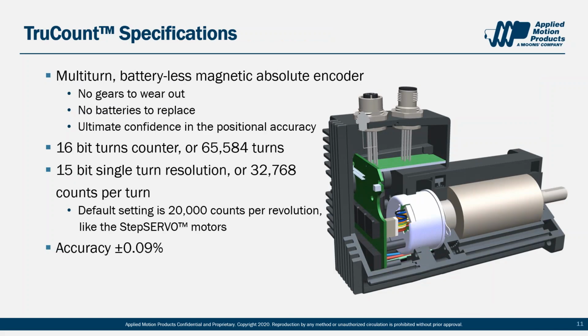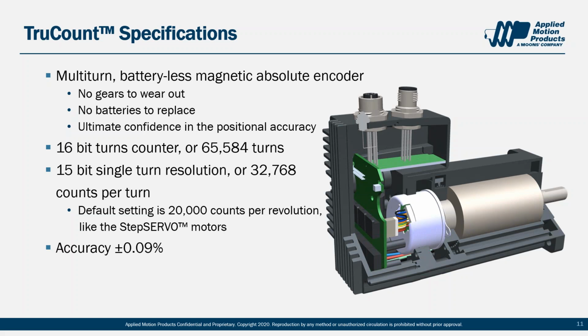So let's look at some specific tech specs. This is a batteryless, magnetic, multi-turn absolute encoder. It is 100% maintenance-free. We have a 16-bit turns counter, which means we can track the absolute position over 2 to the 16, or 65,536 revolutions. We have 15-bit single-turn resolution, which means we can resolve 32,768 unique positions in 360 degrees.